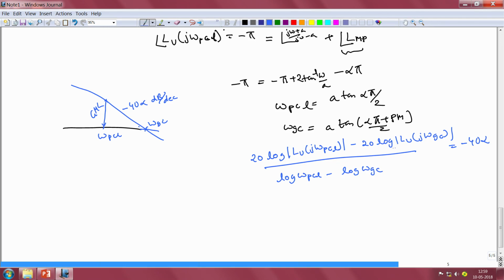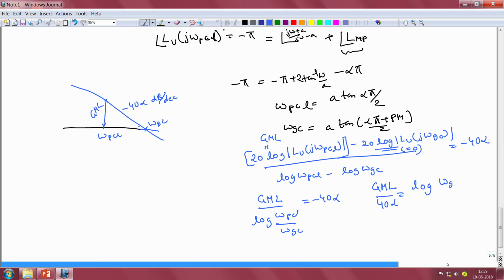Now we note that 20 log of |L(jωgc)| by definition is going to be equal to 0. So this term is going to be equal to 0, and by definition the term 20 log of |L(jωpc1)| is going to be equal to GML. So we would have that GML divided by log of ωpc1 by ωgc is going to be equal to minus 40α, or in other words GML by 40α is going to be equal to log of ωgc by ωpc1.